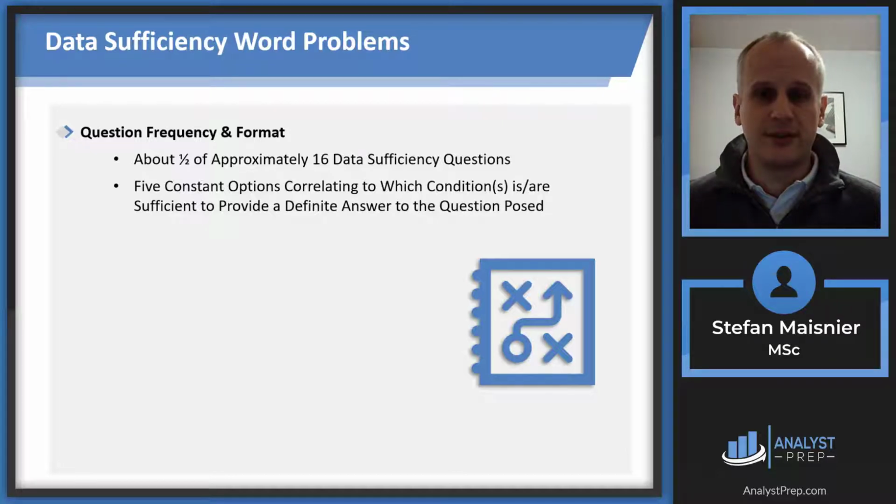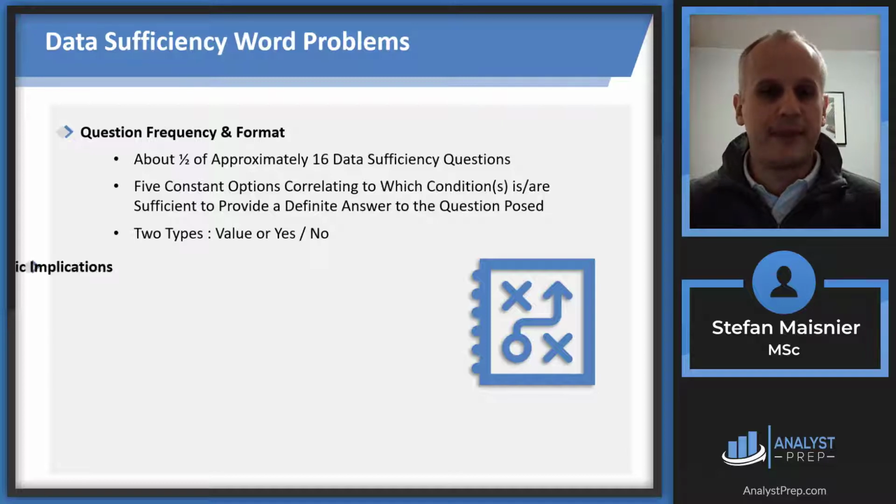And those answer choices, of course, are still going to be A means that statement 1 but not statement 2 alone is sufficient. B means that statement 2 but not statement 1 alone is sufficient. C will mean that the statements together but neither alone is sufficient. Choice D will mean that each statement alone is sufficient, and choice E will be that neither statement alone nor together is sufficient.